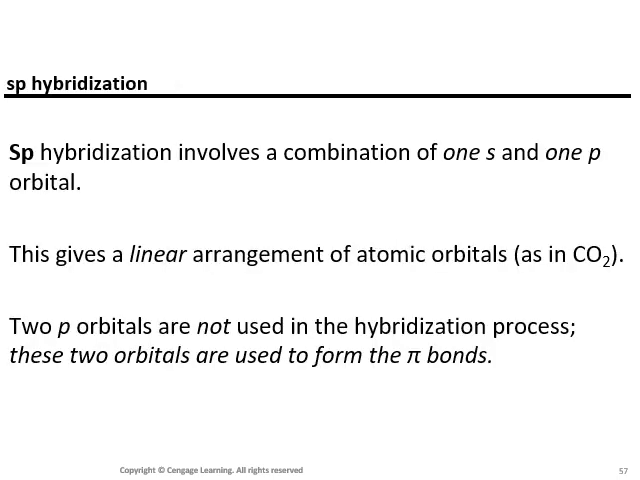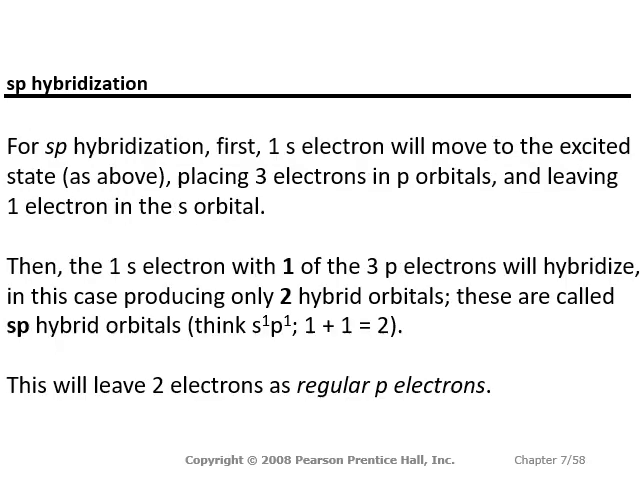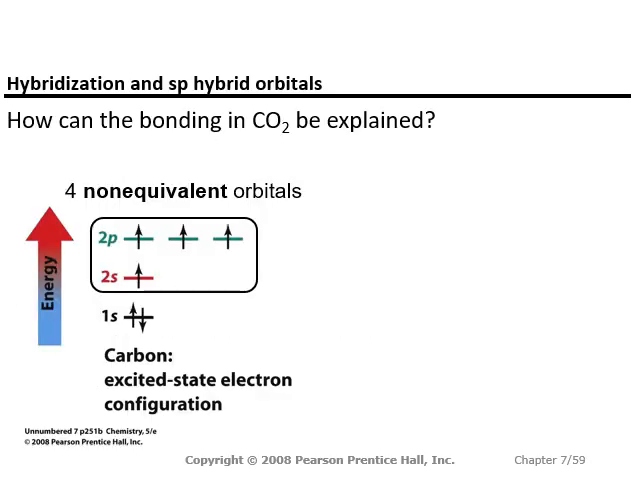And so let's go ahead and go to the next slide. All right, so let's go through it again as we did the other two. So again, we've got 1 2s electron and 3 2p electrons.